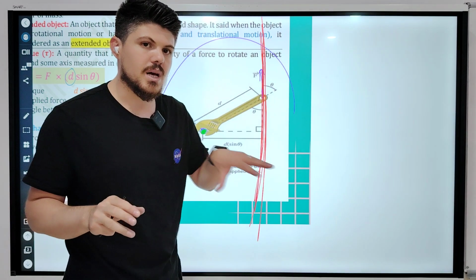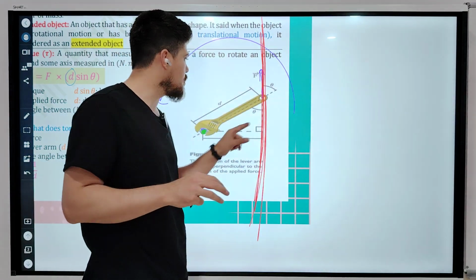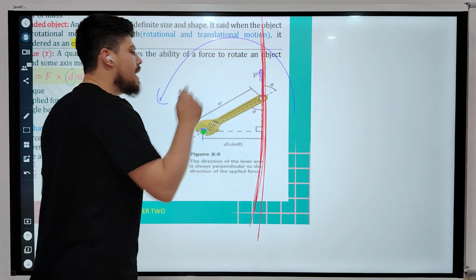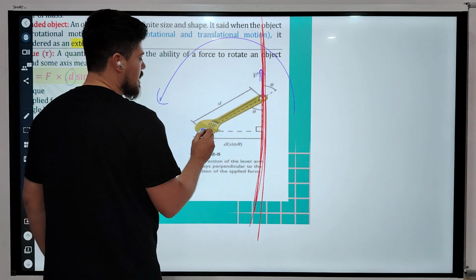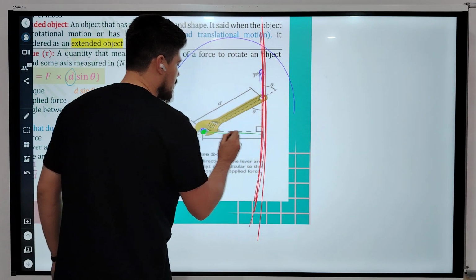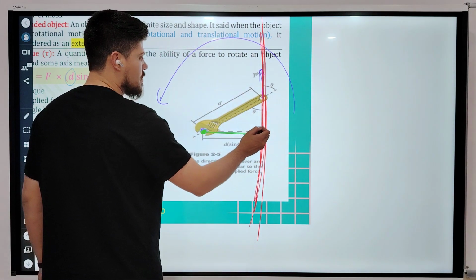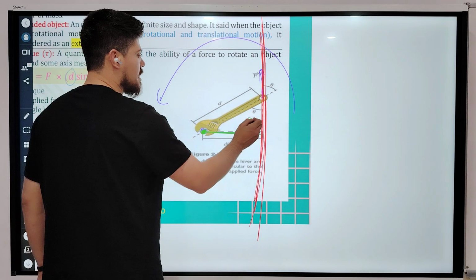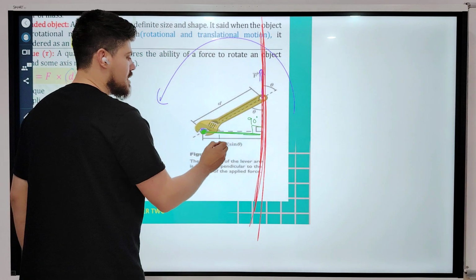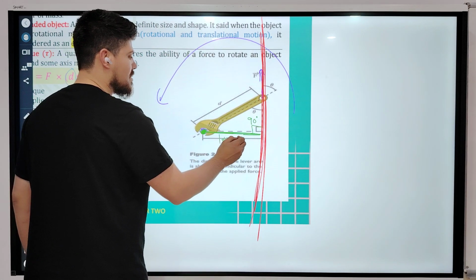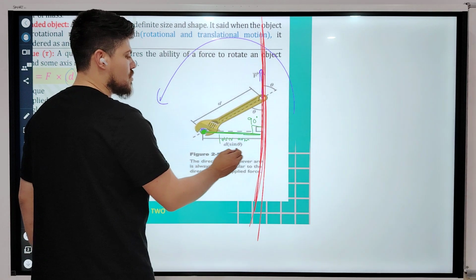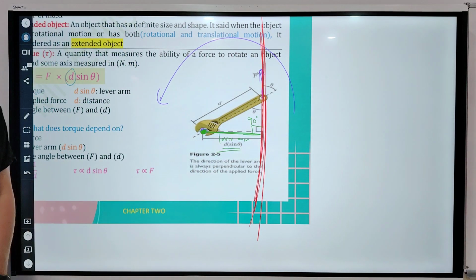How many perpendicular lines can you draw from this point to this line? We have only one perpendicular line, which is equal to this. Look. So, what is the angle between this line and the force? It is perpendicular, 90 degrees. So, what is this? This is the lever arm, which is equal to what? D sine theta.